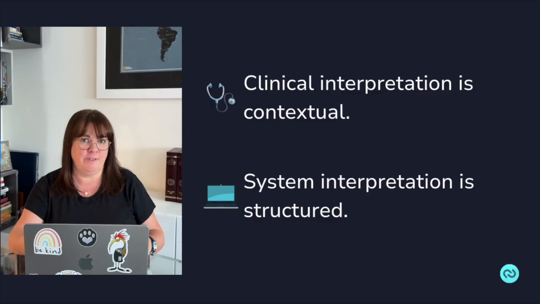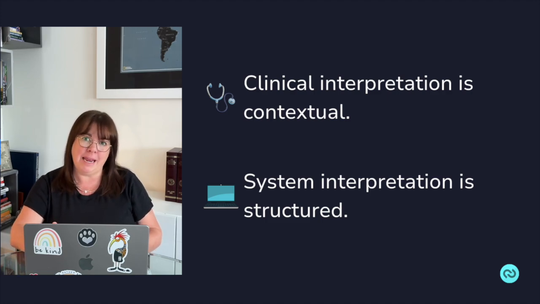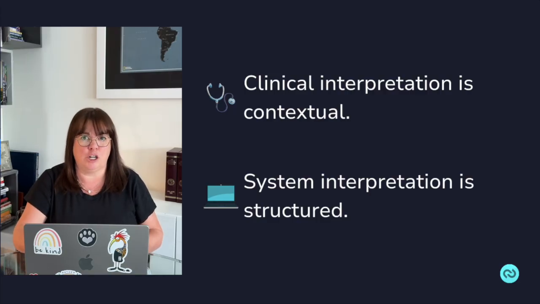Clinicians interpret patient information based on experience, context, and patterns that they see over time. Systems don't work that way. They rely on structure. And ICD codes are one of the main ways that clinical thinking gets translated into something systems can actually respond to.